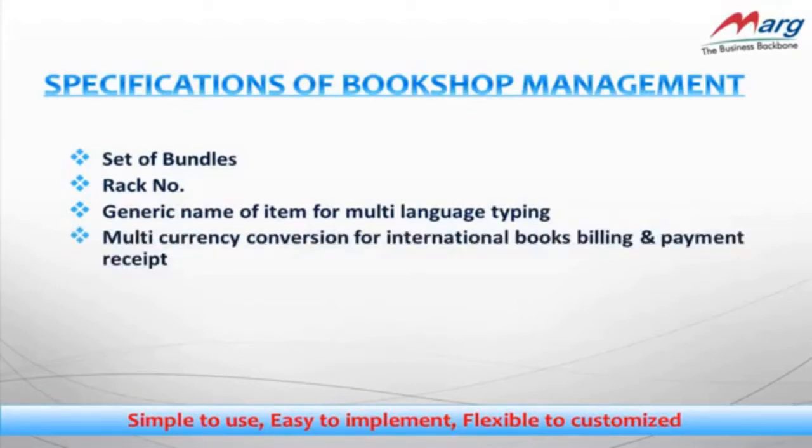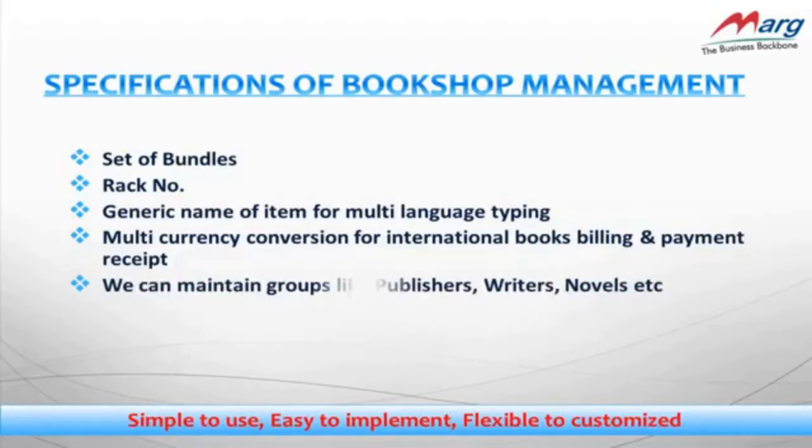Next is multi-currency conversion for international books billing and payment receipt. This option can be used for international books. As you know, there are international level novels and books whose rates are also in multi-currency. But to convert the rate according to the country currency, you have to calculate the rate manually. But in MargERP, you need not do any work manually. You can simply update multi-currency rates, which are automatically converted by MargERP according to country currency, and generate the bill accordingly.